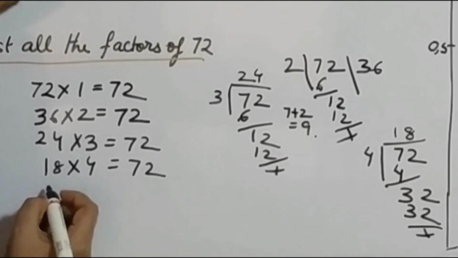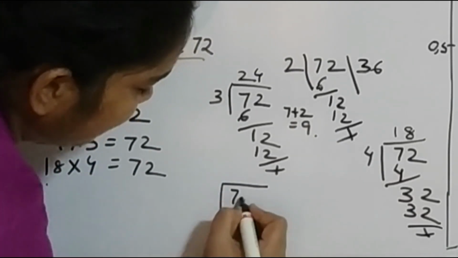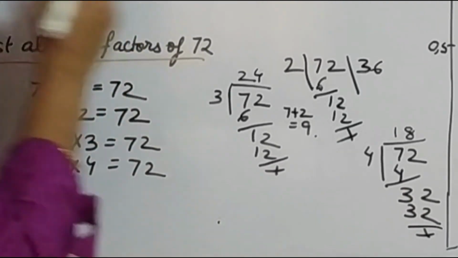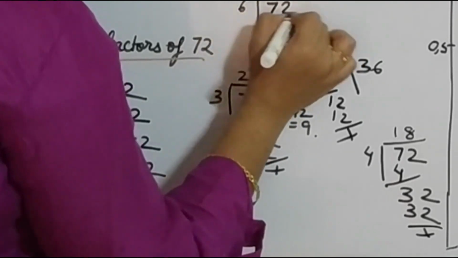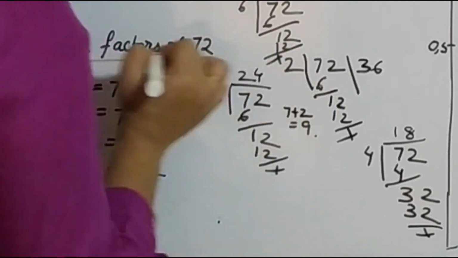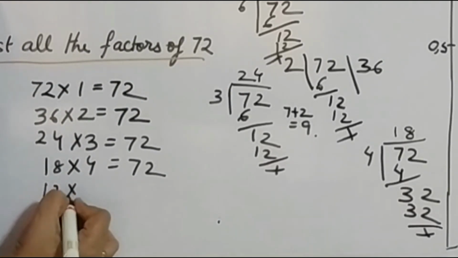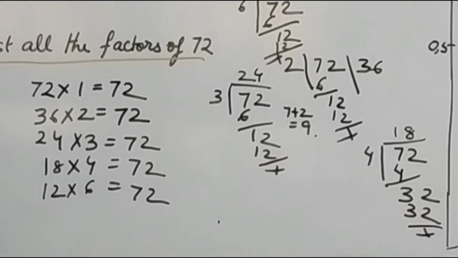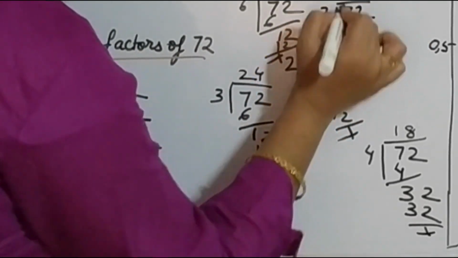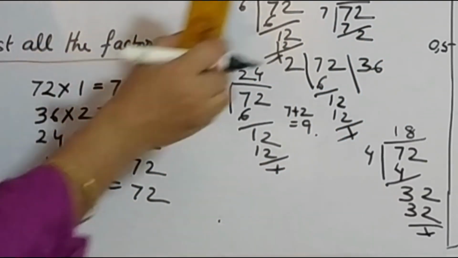Now consider 6. It can be divisible by 6. Now let's check. 72 divided by 6. 6 1s are 6, then 12. 6 2s are 12. So 6 12s are 72. So 12 into 6 is also 72. It cannot be divisible by 7. We will check. The remainder will be 2. So 2 is the remainder, so it is not divisible by 7.